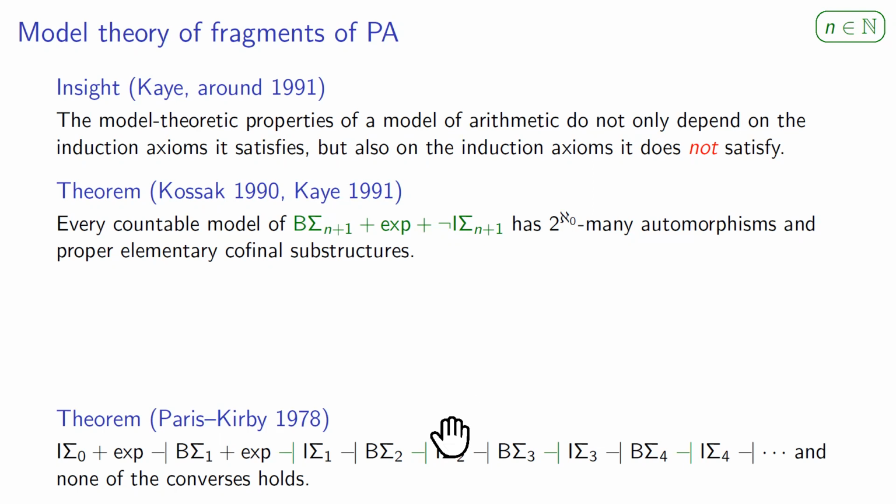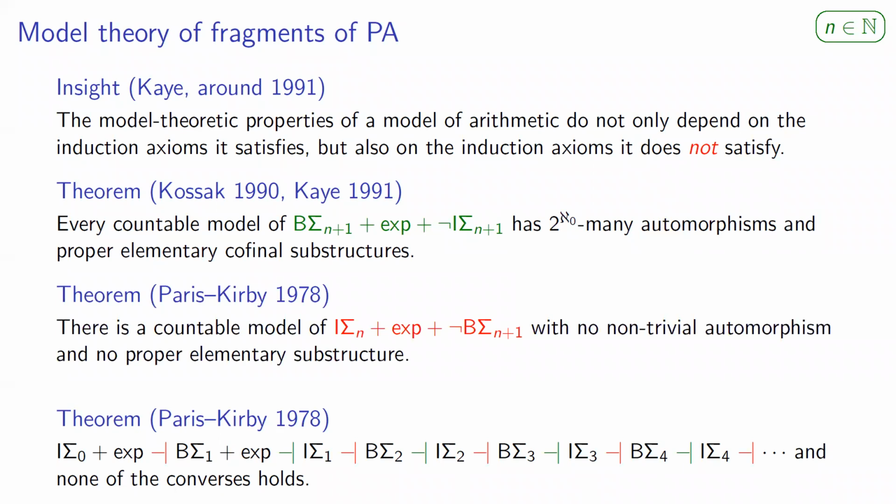But this is not so if you are at the other levels. If you are at a level I, but not the next B, then it is possible that there is no non-trivial automorphism, no proper elementary substructure. Actually, if you start with I sigma n plus x plus not B sigma n plus 1, then it's possible to find a model in which all the elements are sigma n plus 1 definable, meaning that there is a sigma n plus 1 formula which characterizes that element. So such models are rigid, with no non-trivial automorphisms and no proper elementary substructures.